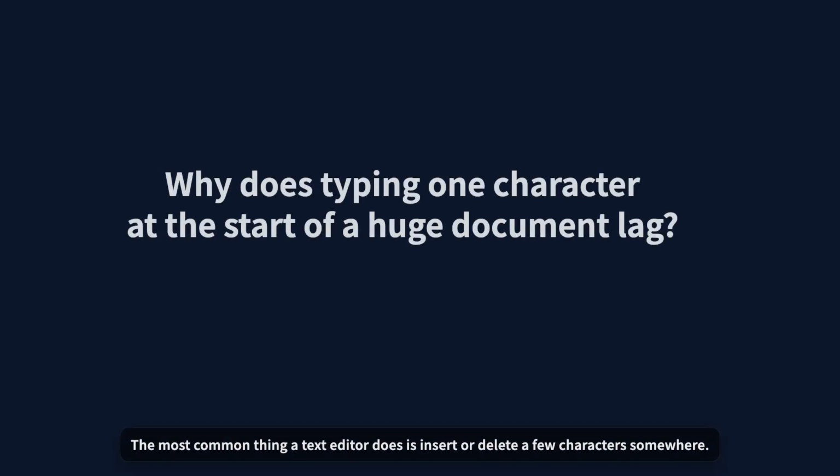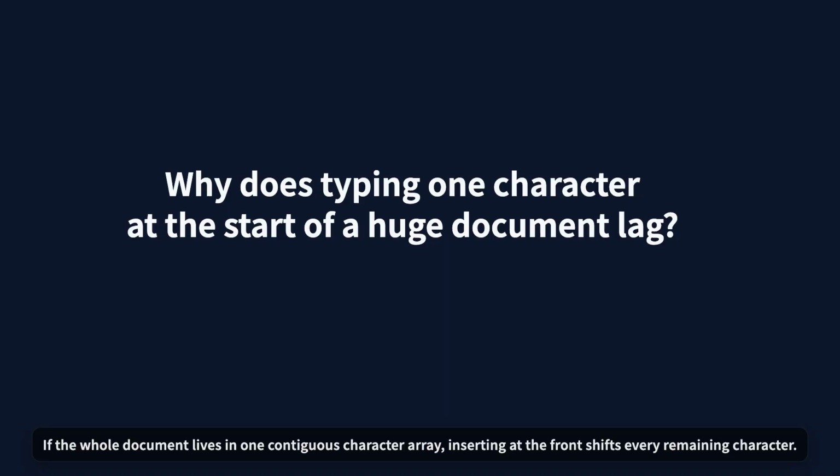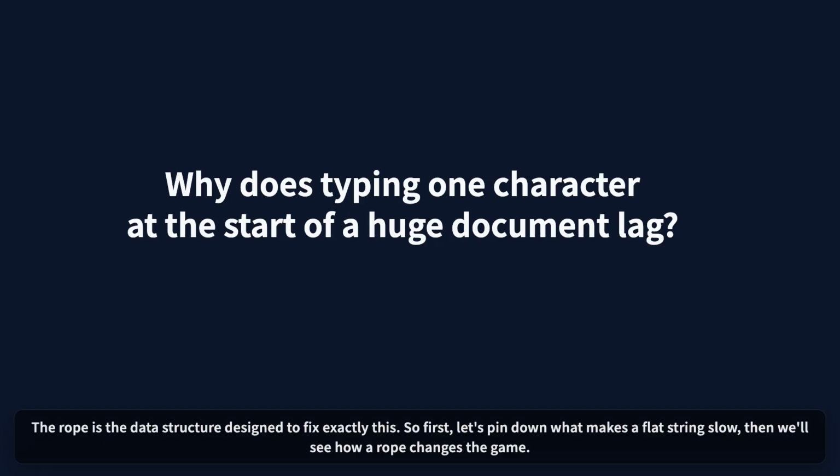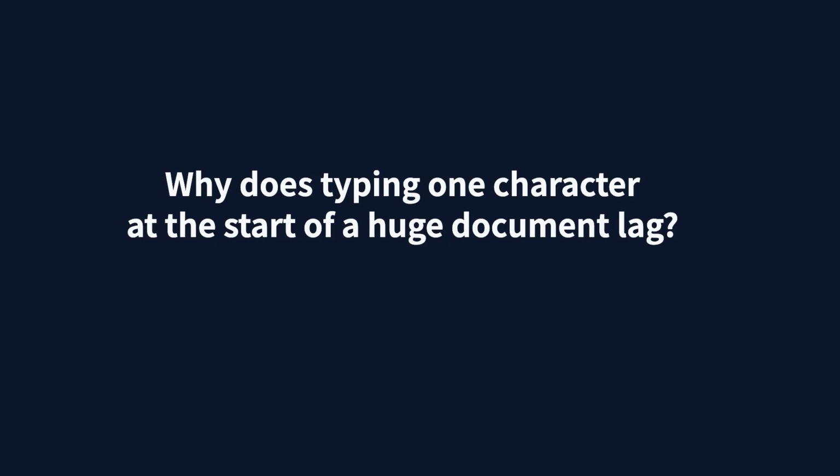The most common thing a text editor does is insert or delete a few characters somewhere. If the whole document lives in one contiguous character array, inserting at the front shifts every remaining character. The rope is the data structure designed to fix exactly this. So first, let's pin down what makes a flat string slow, then we'll see how a rope changes the game.